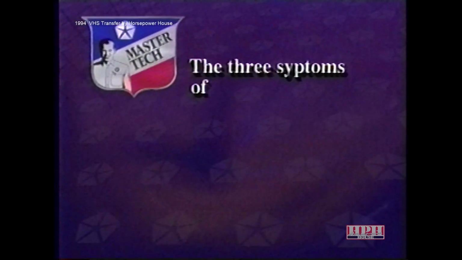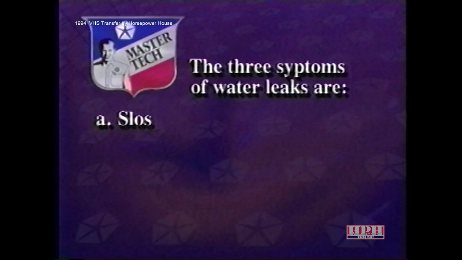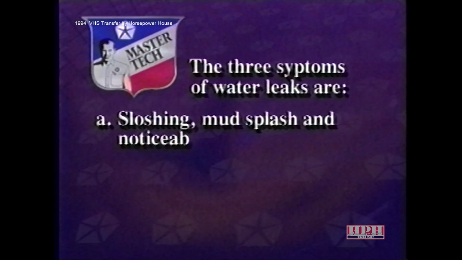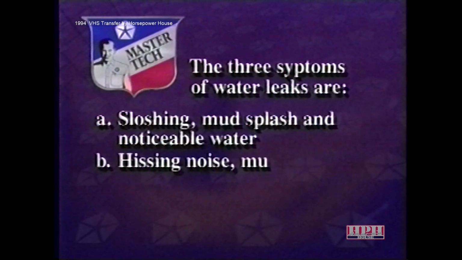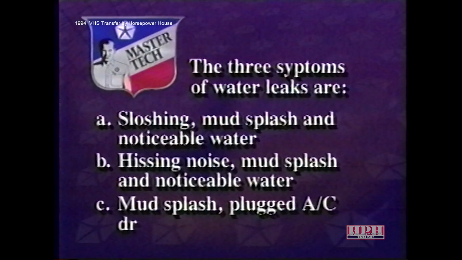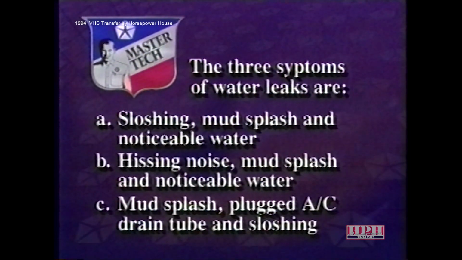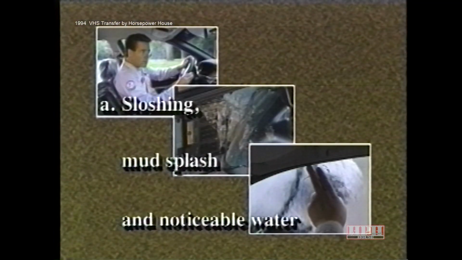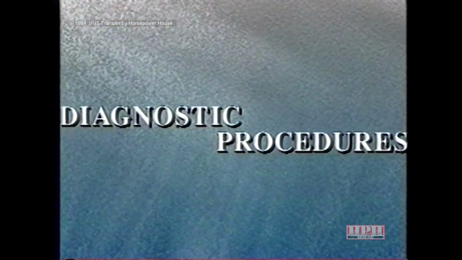The 3 symptoms of water leaks are A, sloshing, mud splash, and noticeable water. B, hissing noise, mud splash, and noticeable water. Or C, mud splash, plugged AC drain tube, and sloshing. The answer is A. The 3 symptoms of water leaks are sloshing, mud splash, and noticeable water.